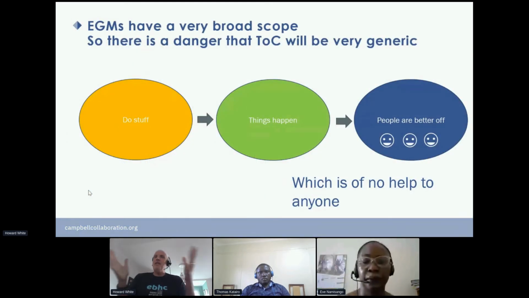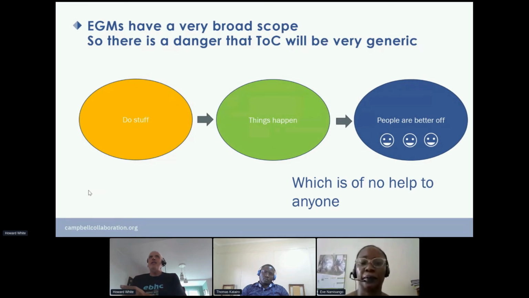So some EGMs have a very broad scope. One of the first ones we did in Campbell was the child welfare mega map. It looks at all child welfare in developing countries, so health, nutrition, education, child protection, and so on. So it's very broad. And it was suggested to us, well, you should have a theory of change. And we thought, well, but it's just too broad. So your theory of change would look something like this. You do stuff, things happen, people are better off.